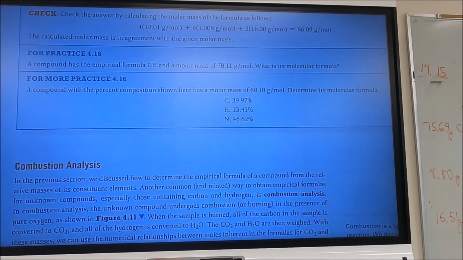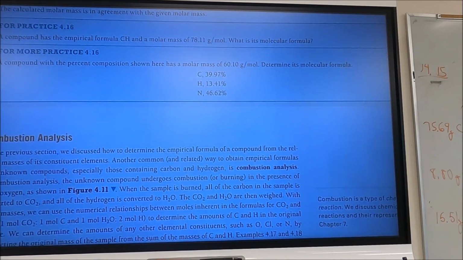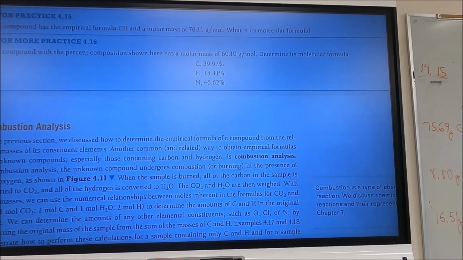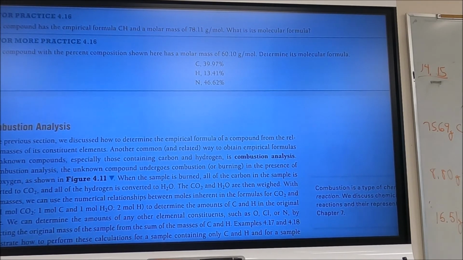Okay, I think we're going to do both of these. That way you will have seen it all. So if we look at 14.16, it says a compound has an empirical formula of CH and a molecular formula, a molar mass, of 78.11 grams per mole. Okay, what is the molecular formula?